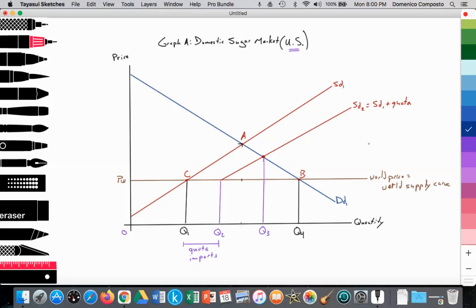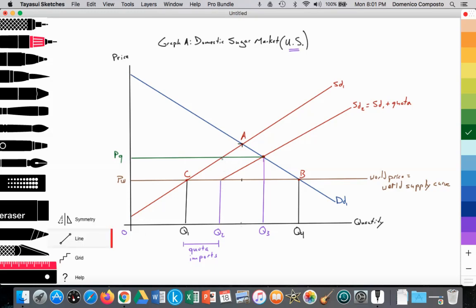So let's also label that. Perhaps we'll use this color. And let's use a straighter line. Okay. So this will be the price with the quota. I'll call that PQ. Price with the quota, the higher price, incentivizing increased production within that economy. Okay. Now I can continue to draw a few other lines to finish this up.